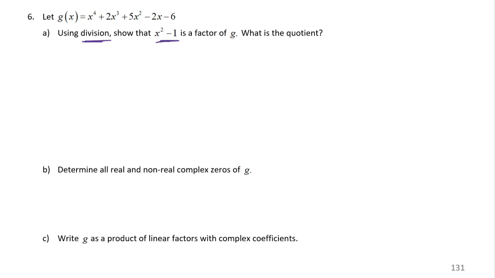Okay, so first off, we're going to use our division to show that x squared minus 1 is a factor of g. Okay, so we do have to use our poly long division, and if you want, you can put a placeholder out here in the divisor if you want. That's fine. You don't have to put the placeholder out there, but a lot of students do and find that to be helpful.